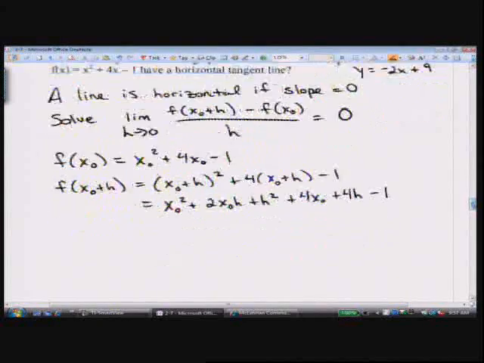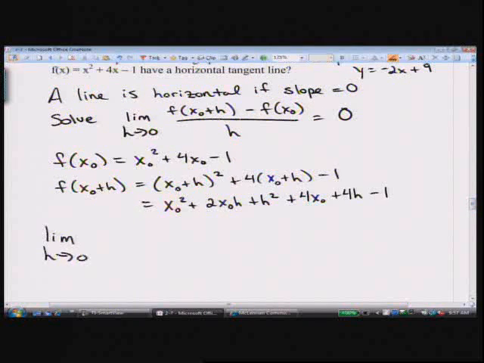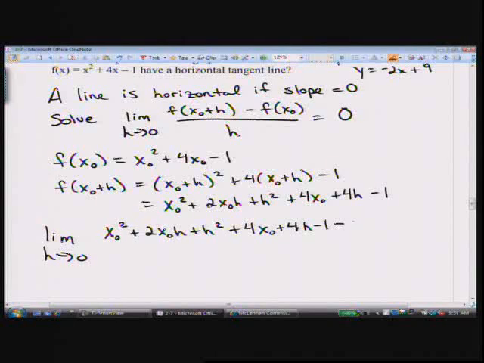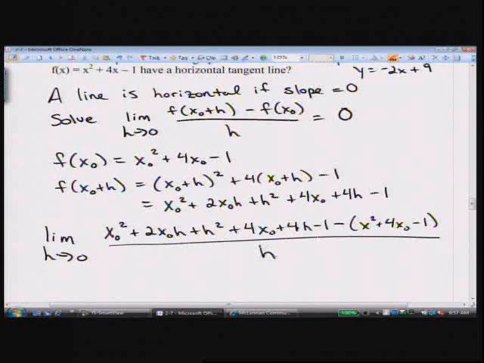Too many x naughts? All right, so then our formula, the limit as h goes to 0 of f of x naught plus h minus f of x naught over h is going to be this: x naught squared plus 2x naught h plus h squared plus 4x naught plus 4h minus 1, minus f of x naught, which is x naught squared plus 4x naught minus 1, all over h. Aren't you glad you came back, Robinson? Didn't want to miss that.